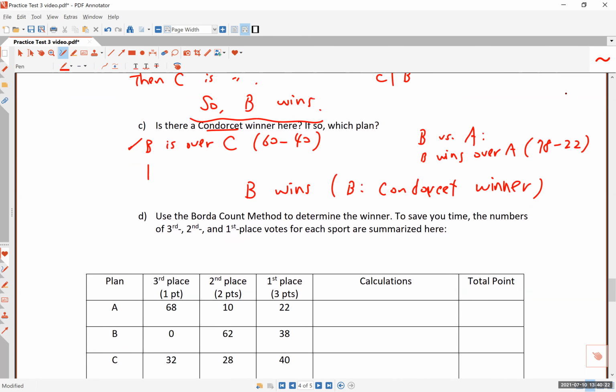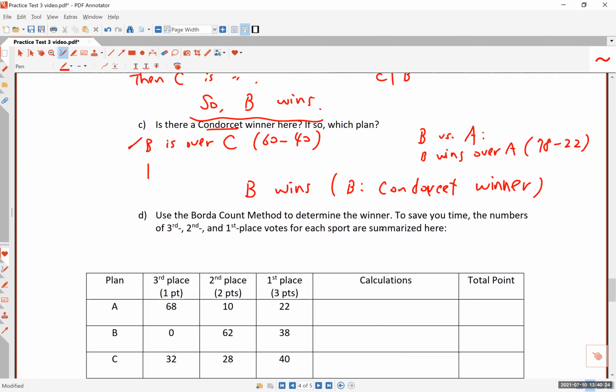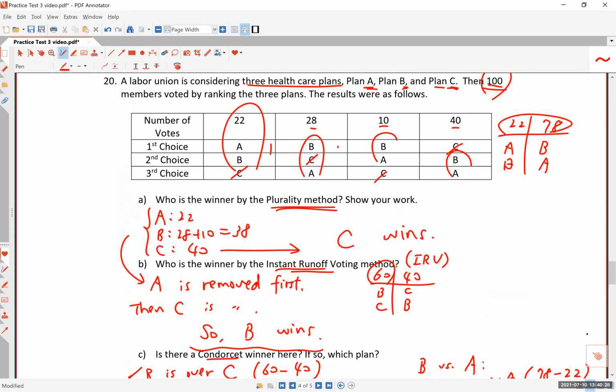Okay, part D, use the Borda count method to determine the winner. What you have to do here is Borda count, right? Every time a person gets a first place vote, you have to award 3 points, and the third place gets 1. And so you have to now start counting, right? Technically, this is what you'll have to do.